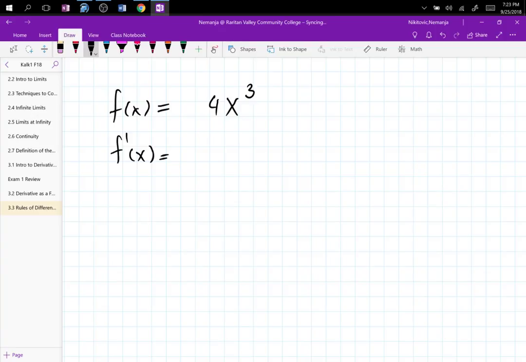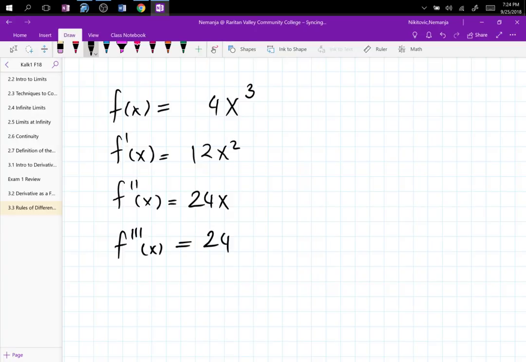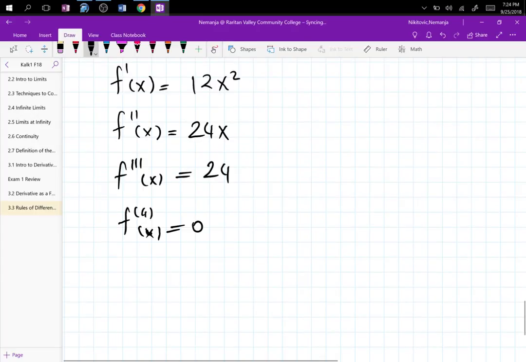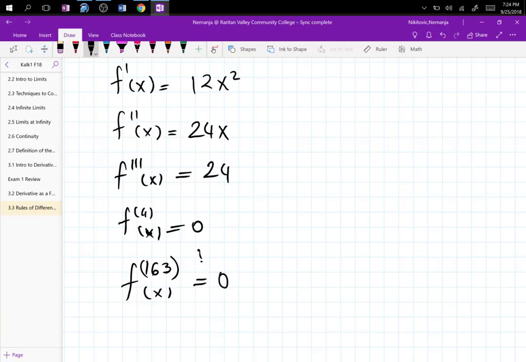12x squared, thank you. What is the second derivative? 24x, thank you. How about the third derivative? 24. How about the fourth derivative? 0. Okay. How about the 163rd derivative of x? 0, because they all have to be 0, right?